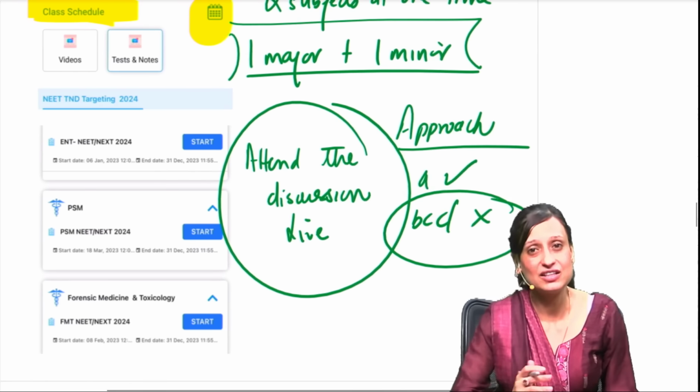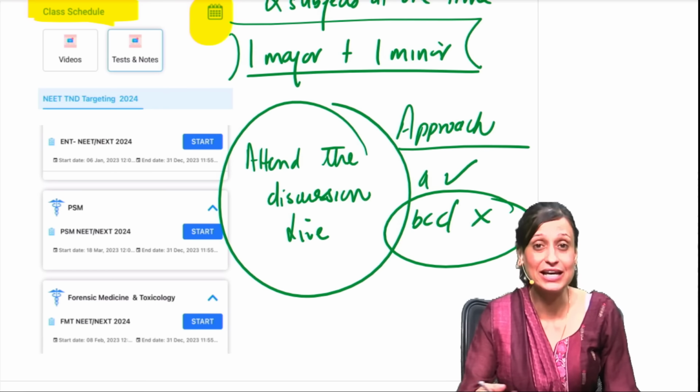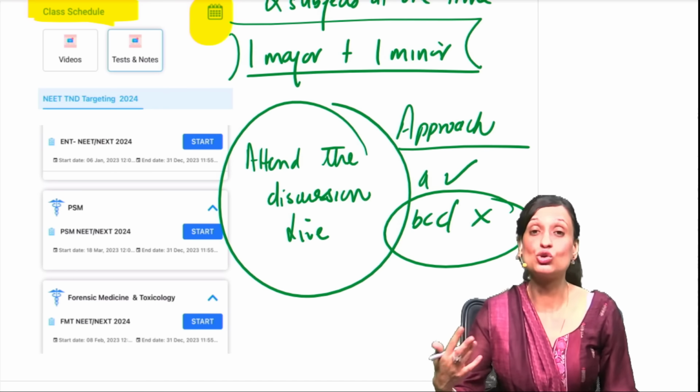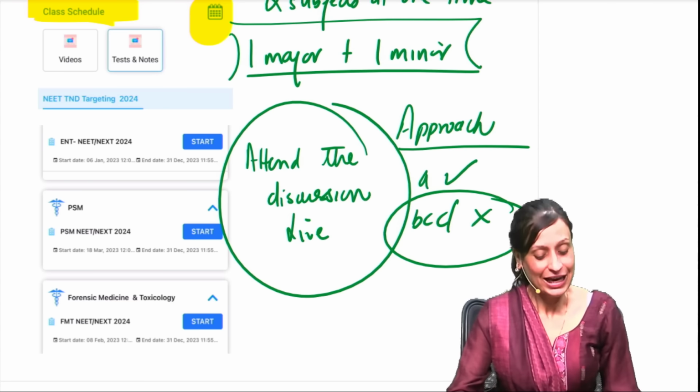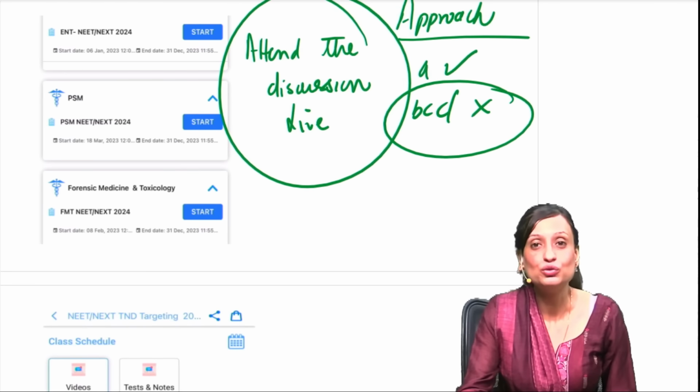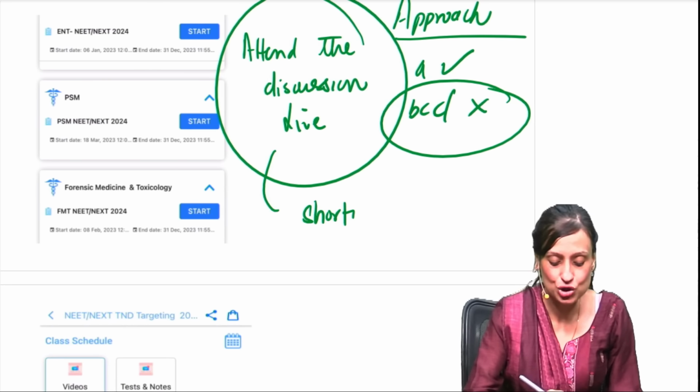So this kind of a discussion also helps you in other forms of MCQs like multiple correct, like true and false, like match the following. Okay. Another thing that I want you to do when you're attending the discussion live is to make short notes.